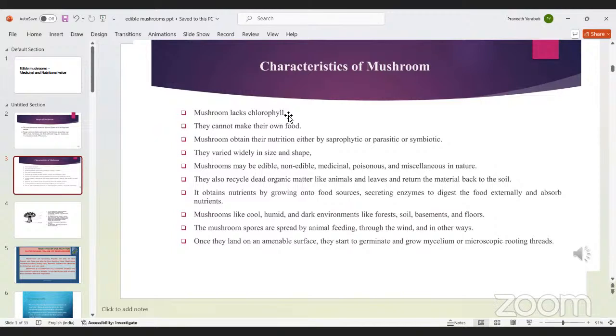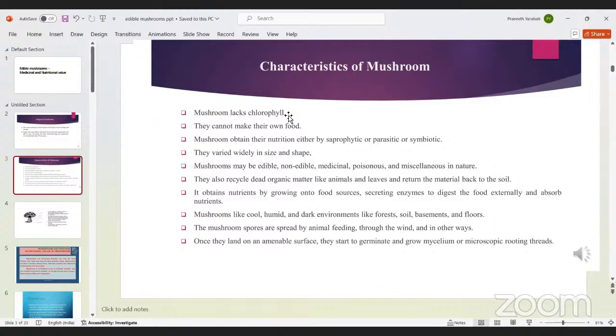Due to the absence of chlorophyll, they cannot synthesize their own food materials. These mushrooms obtain their nutrition either by saprophytic means, that is, by absorbing nutrients from dead organic matter, or parasitic or symbiotic means. They vary widely in size and shape. Here are the different types of mushrooms, and the sizes of the mushrooms vary.